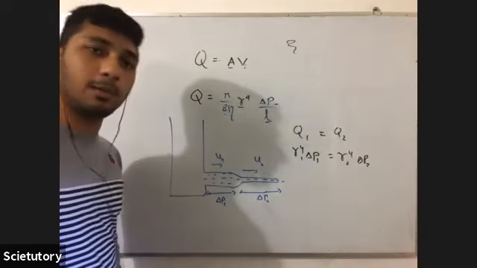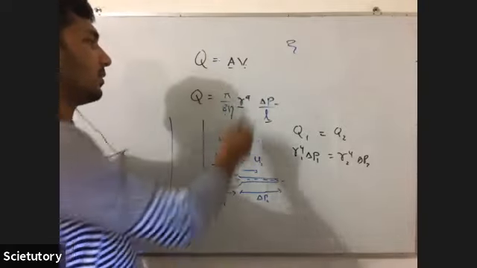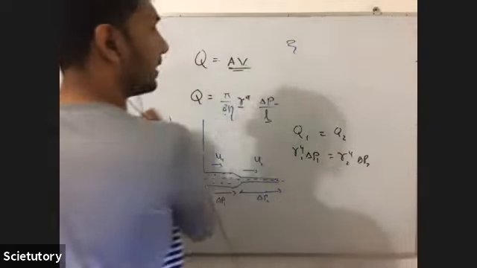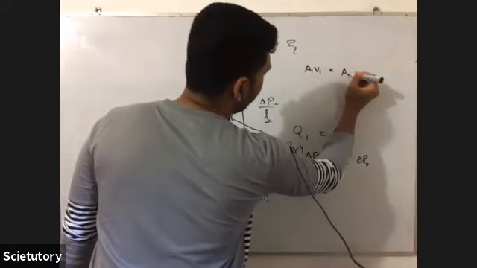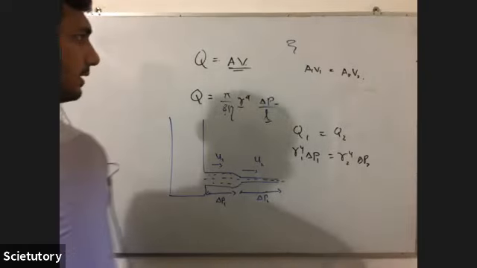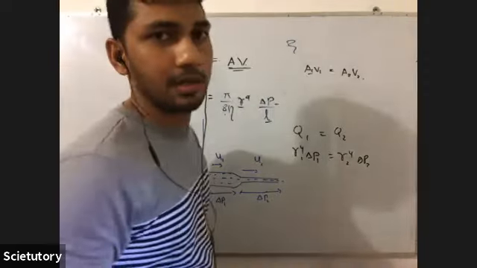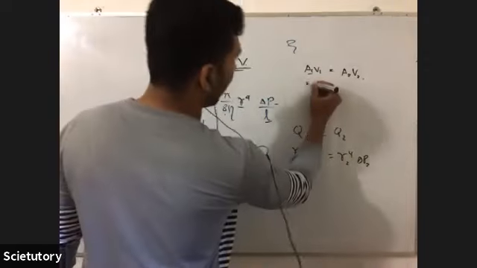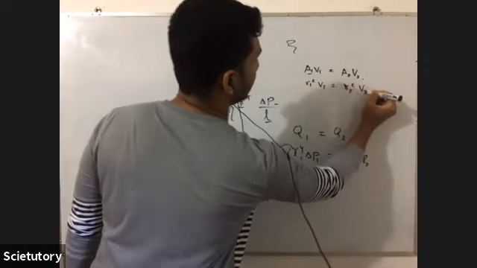So now we have to think about another equation. So that equation is this. According to the continuity equation also, you have A1 V1 is equal to A2 V2. Okay. So now this A is pi r squared. So pi can be cancelled. So R1 squared V1 is equal to R2 squared V2. Okay.